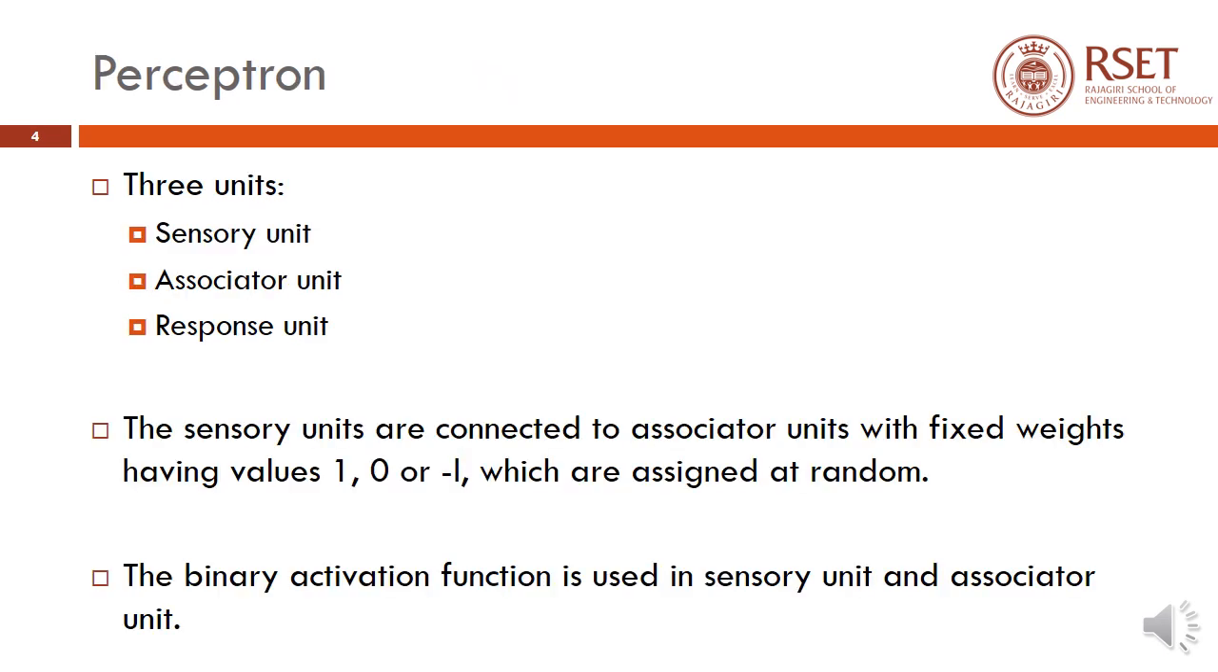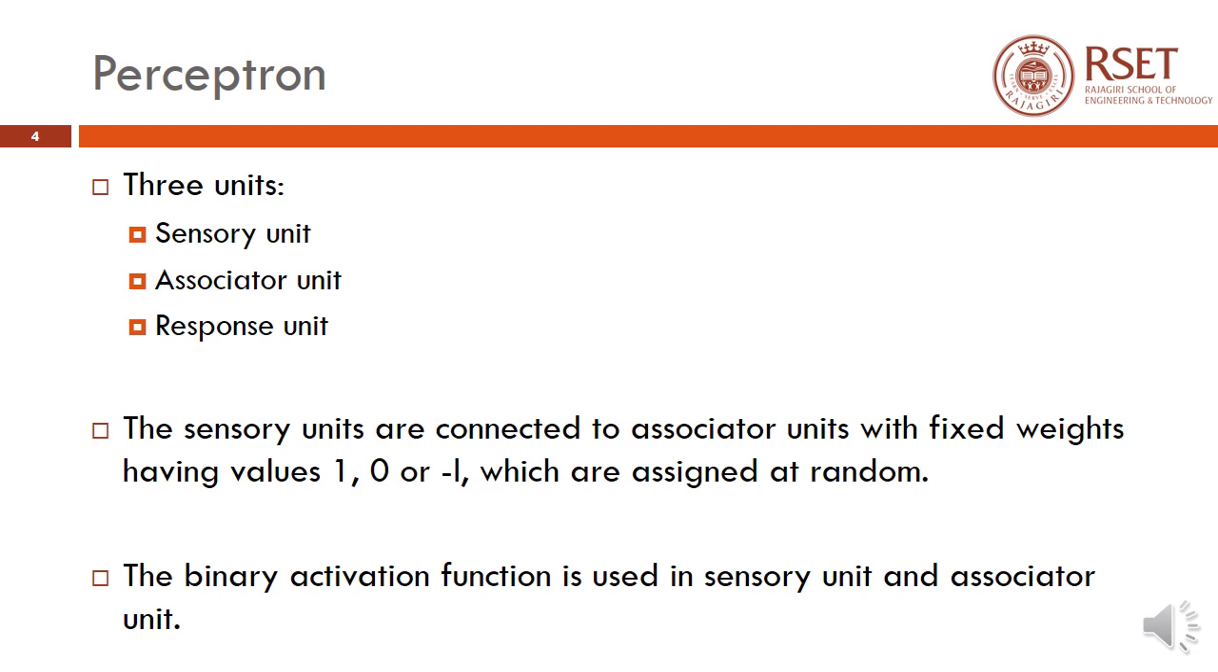After the introduction of the McCulloch-Pitts neuron, the next artificial neural network model that was introduced was the perceptron by Rosenblatt. This neural network model basically consists of three units: the sensory unit, that is the input unit, the associator unit, that is the hidden unit, and the response unit, that is the output unit.